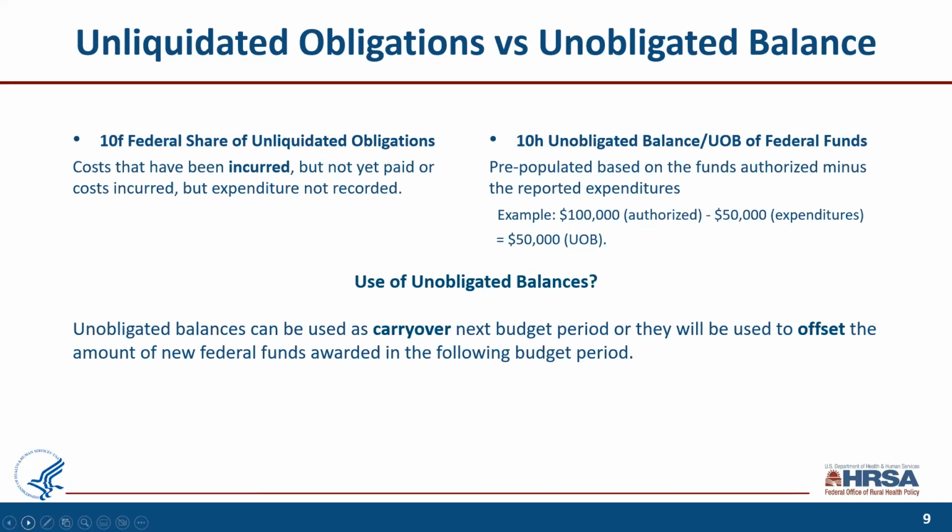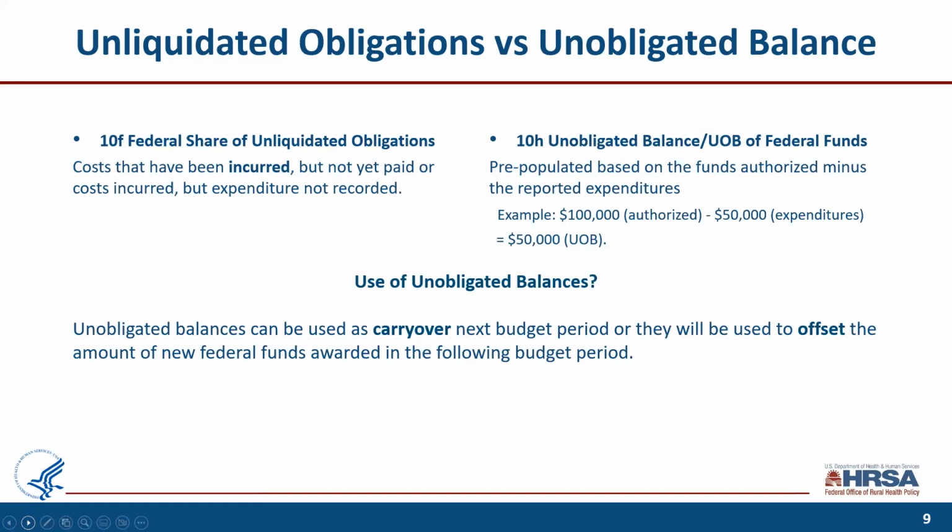So moving on to the unobligated balance. Again, this is pre-populated and it's based on the authorized amount minus the reported expenditures. So here's an example. So let's say the authorized amount is 100,000 and the expenditures are 50,000. Then your pre-populated unobligated balance on the FFR is going to reflect 50,000.